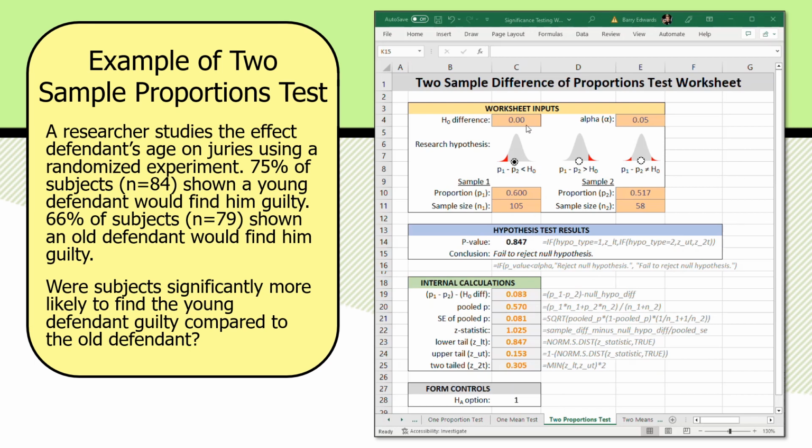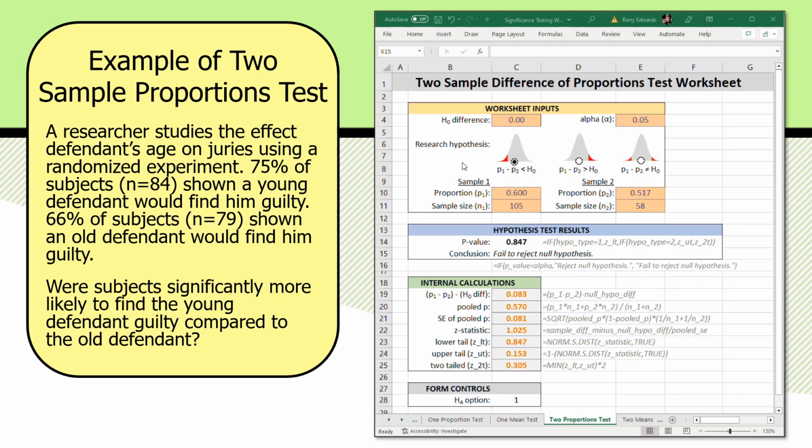Interesting question. So the worksheet inputs: the null hypothesized difference between the two groups is 0. So we are just simply testing whether subjects shown the young defendant are more likely to find him guilty than those shown the old defendant. The alpha value isn't specified, so we'll leave it at 0.05, the conventional level for significance testing.